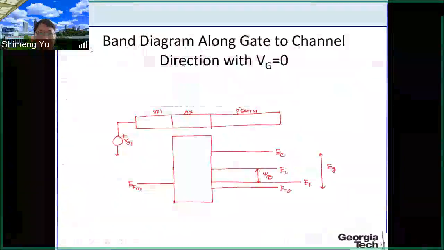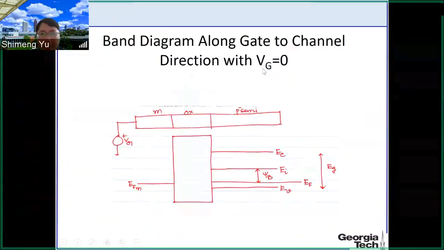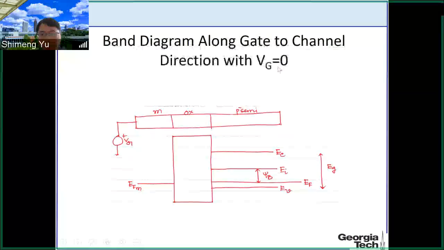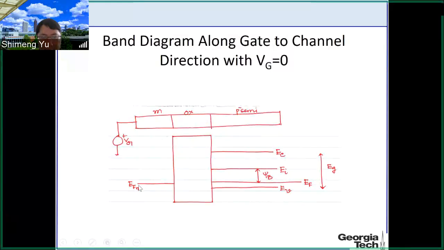So here we show this band diagram as the flat band condition where the gate voltage is 0. And then here, this MOS structure, we have the flat band. So the EF in the metal is the same as the EF in the silicon. And the distance between the EI and the EF is defined as phi b, or let's say Q phi b if we think about the energy distance.